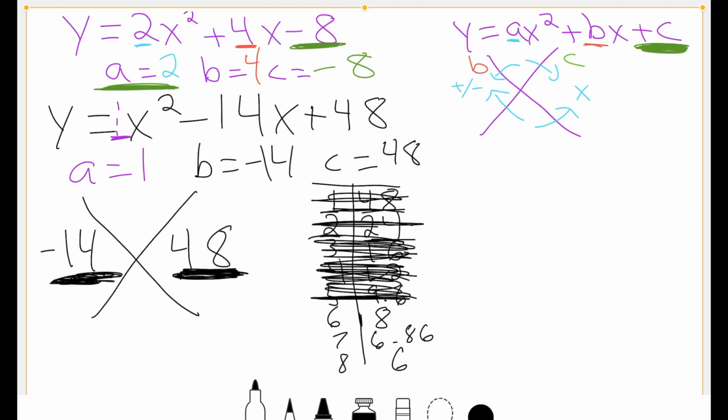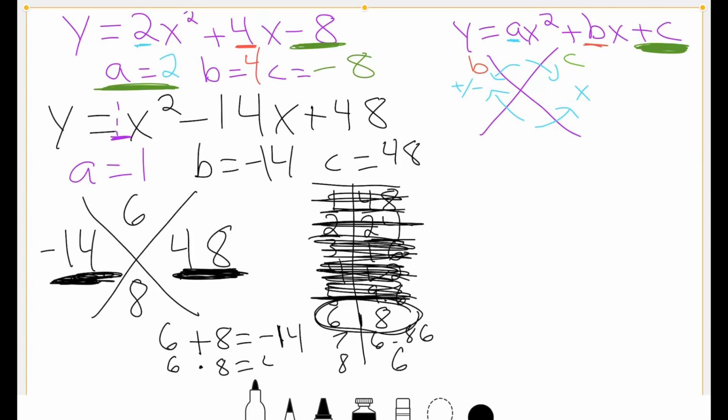Well, can we add 6 plus 8 to get to 14? Yes, we can. So those are the magic numbers that we're going to be working with. So now that we have our magic numbers, we're going to be using those magic numbers to determine if we need to make any of them negative or not. So we want 6 plus 8 to give us our b, which is negative 14. And we want 6 times 8 to give us our c, which is 48.